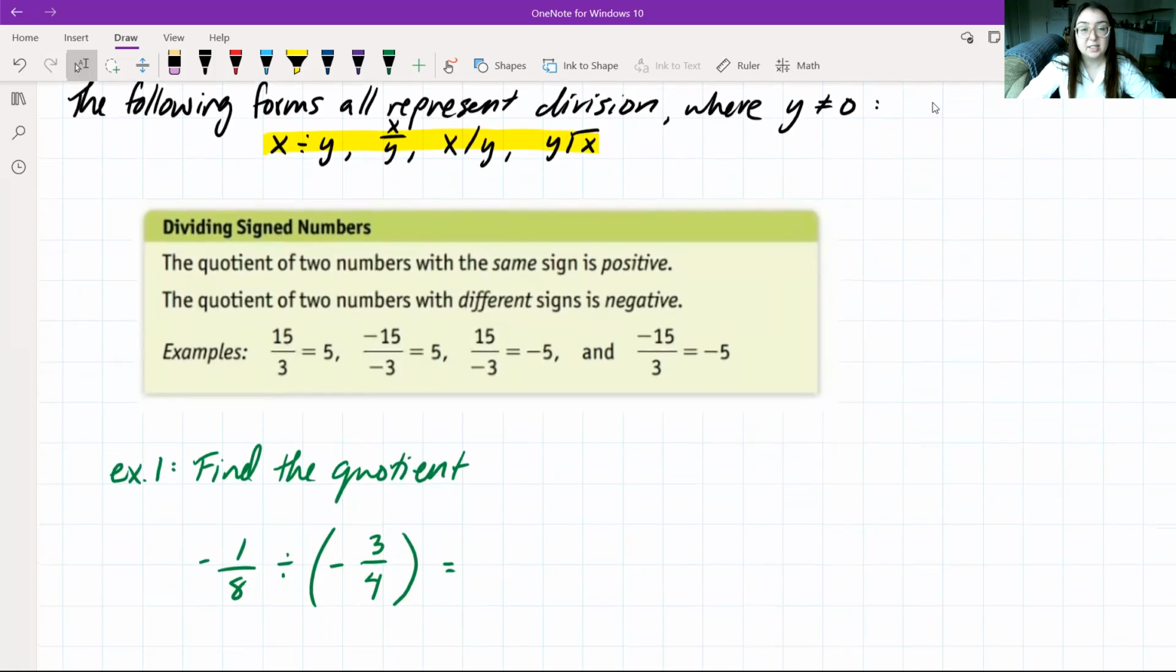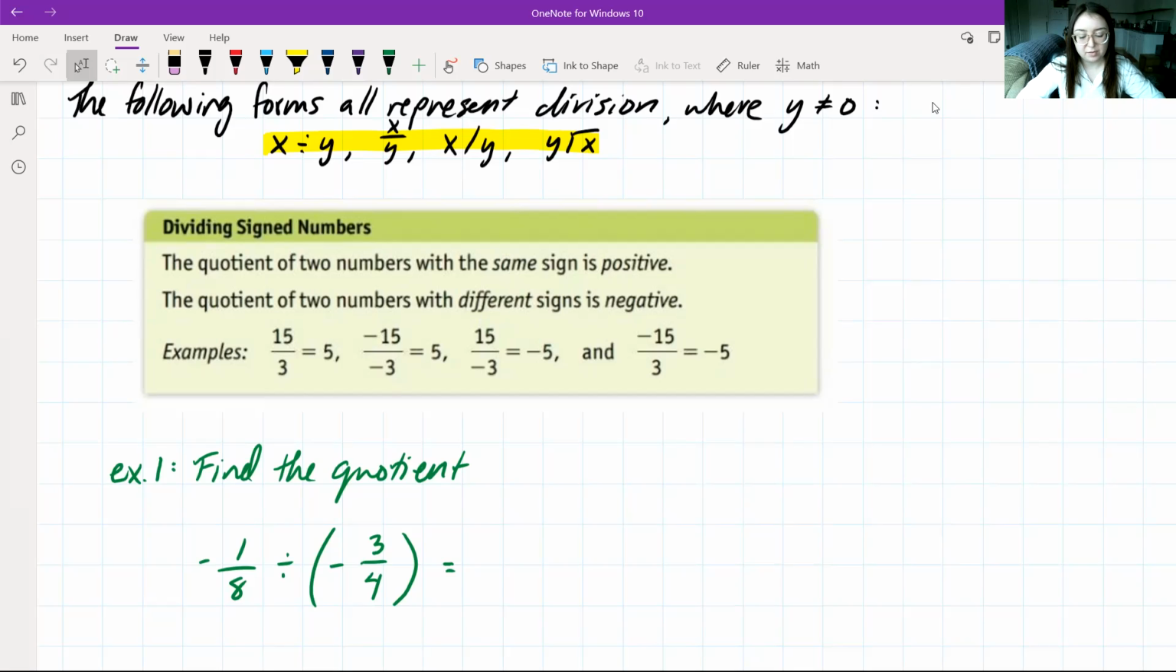So dividing signed numbers. The quotient of two numbers with the same sign is positive, and the quotient of two numbers with different signs is negative. So it's the same thing that we have for multiplication. Whenever we're dividing or multiplying numbers with the same sign, it's always going to be positive. And if we're dividing or multiplying numbers of different signs, it's always going to be negative.